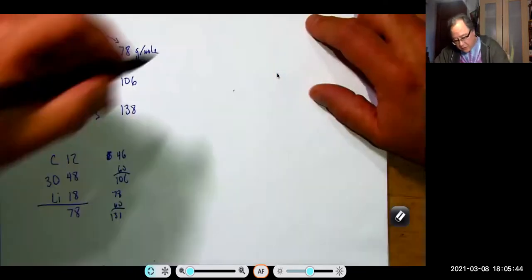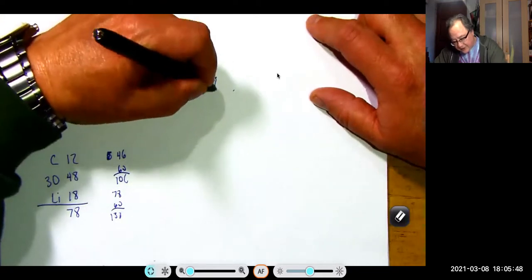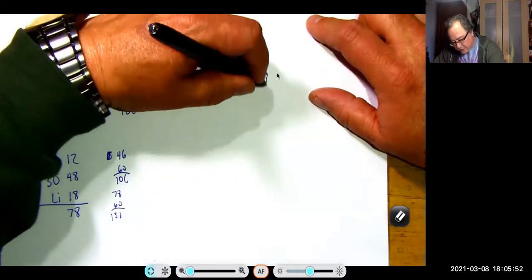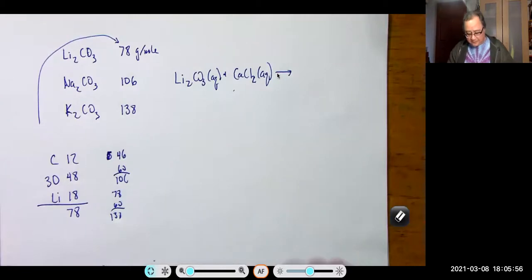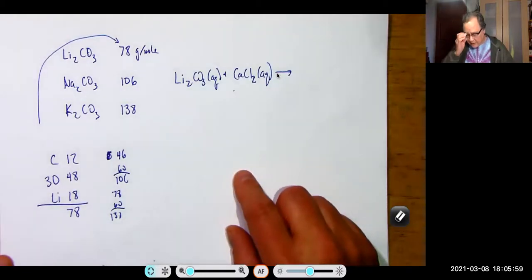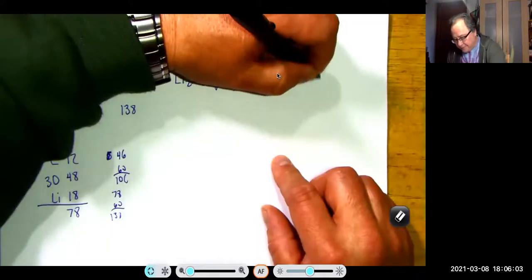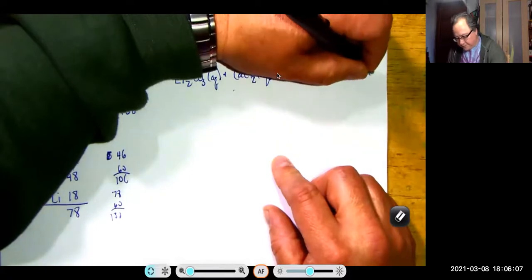And when you look at the reaction between lithium carbonate, aqueous, plus calcium chloride, aqueous, so I'm going to let you catch up with that real quick. You will precipitate calcium carbonate, which is a solid, and you will have 2 lithium chlorides, which will be aqueous.